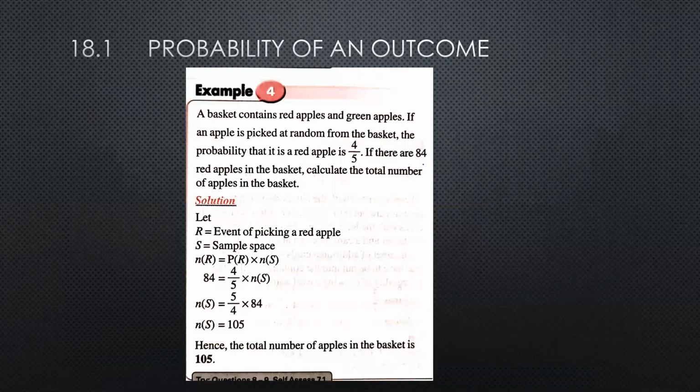Red apples is 84. Green apples we don't know. So you substitute whatever you have in. We have number of red apples equals probability of red apple times number of sample space. I don't know my number of sample space, but I know my number of red apples, 84, and I know my probability. So number of sample space is 84 divided by 4/5, which means 84 times 5/4. So my number of sample space is 105. This is my total number of apples in the basket.